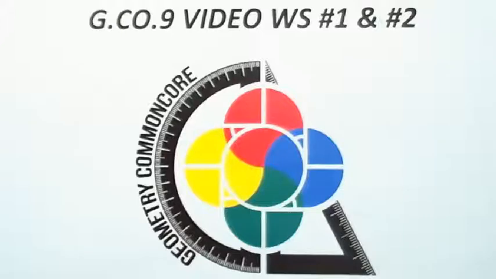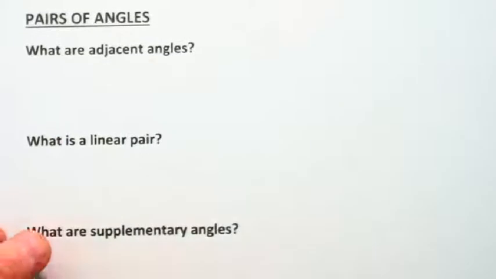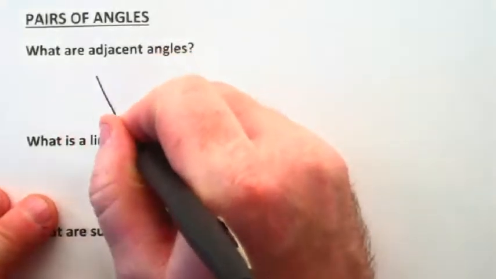Alright, we're looking at Objective GCO9. This video deals with Worksheet 1 and Worksheet 2. The first thing we're going to do is define a bunch of maybe new geometric terms to you. The first one is adjacent angles.